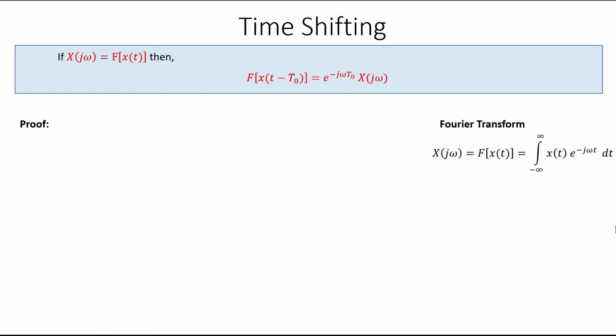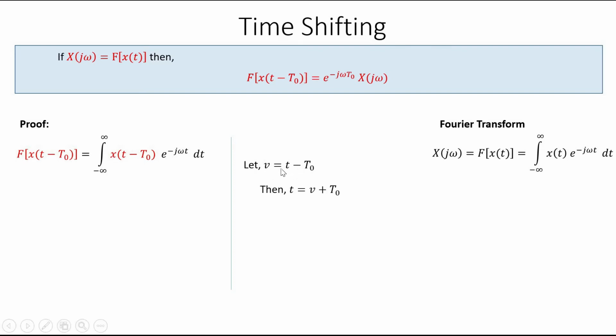And the proof is, we have the Fourier transform equation as this. So we have to find the Fourier transform of x of t minus t0. So instead of x of t, it will be x of t minus t0. Then we can substitute v equal to t minus t0. Then t becomes v plus t0. So dt will be equal to dv, since t0 is constant, dt0 is 0, so dt equals dv. Again we have t equal to v plus t0.